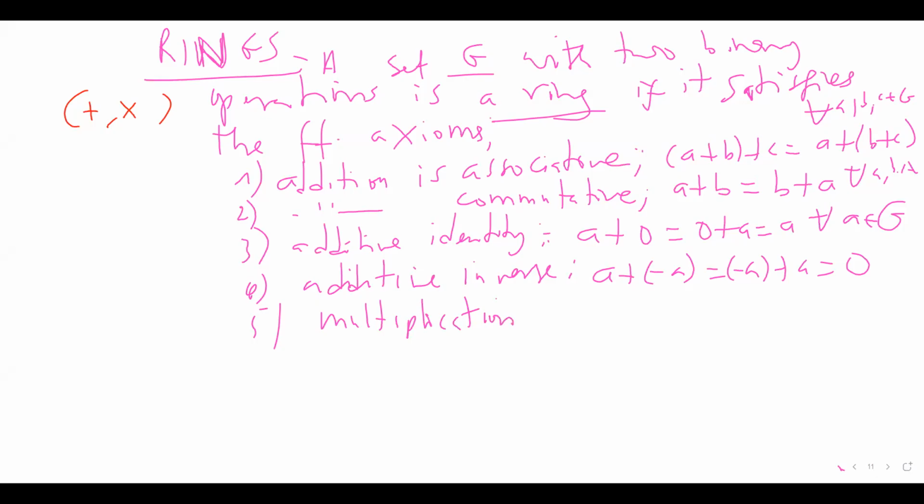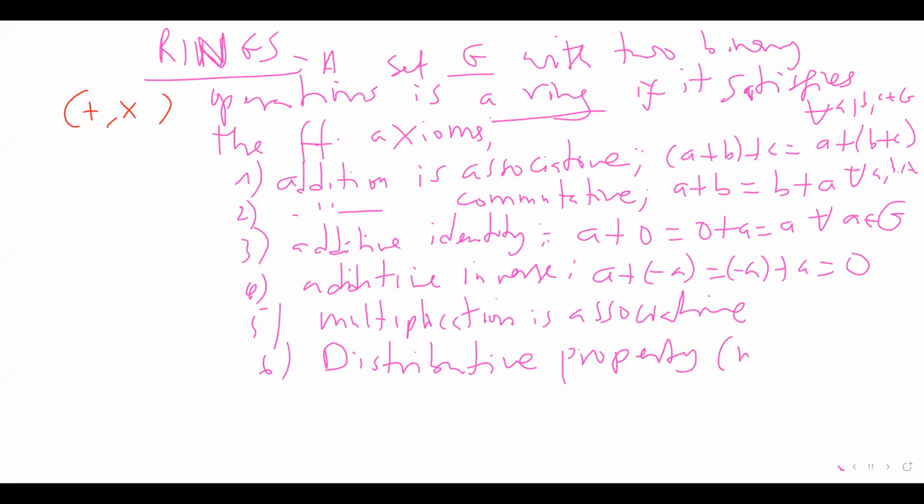Multiplication associative. And then the sixth one is that we have the distributivity, or distributive property. Distributive property, that's multiplication is distributive over addition.